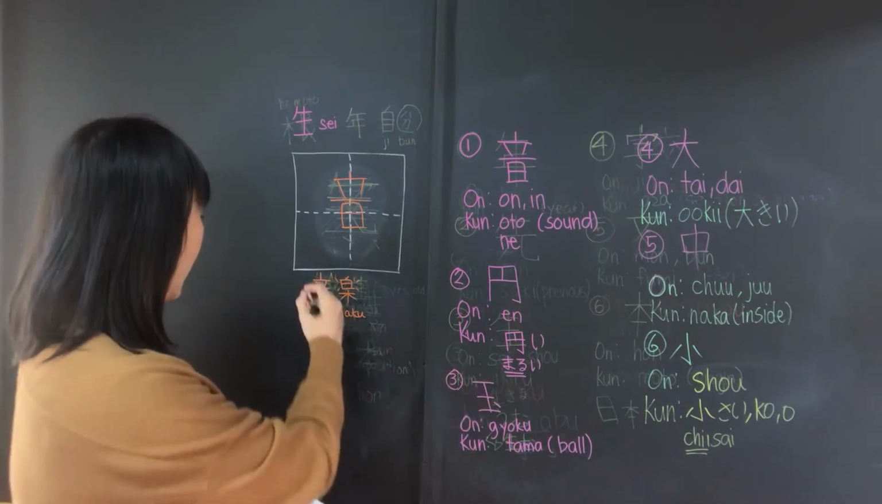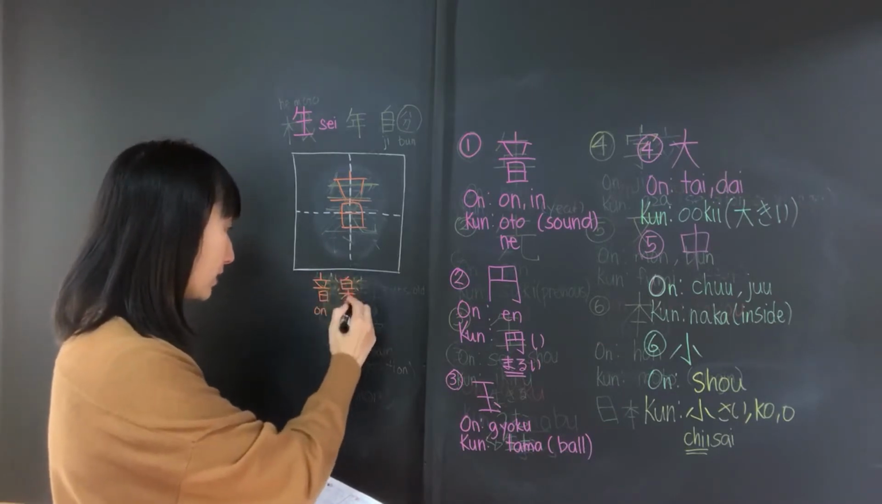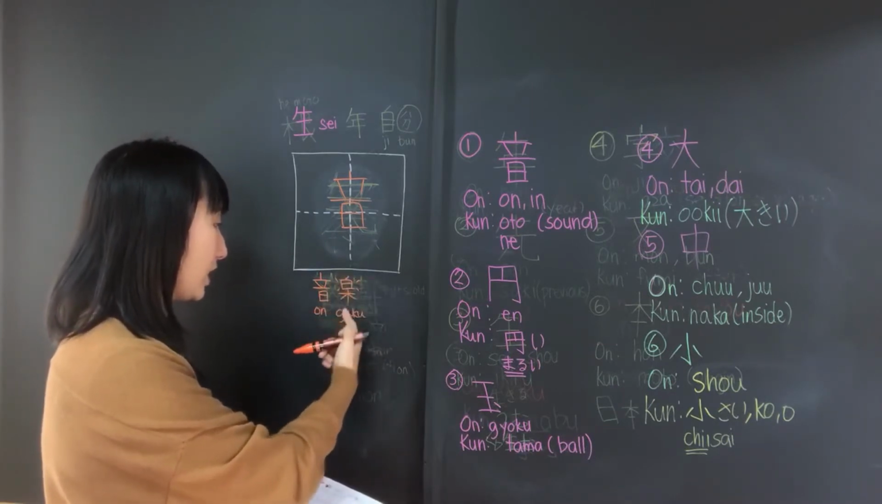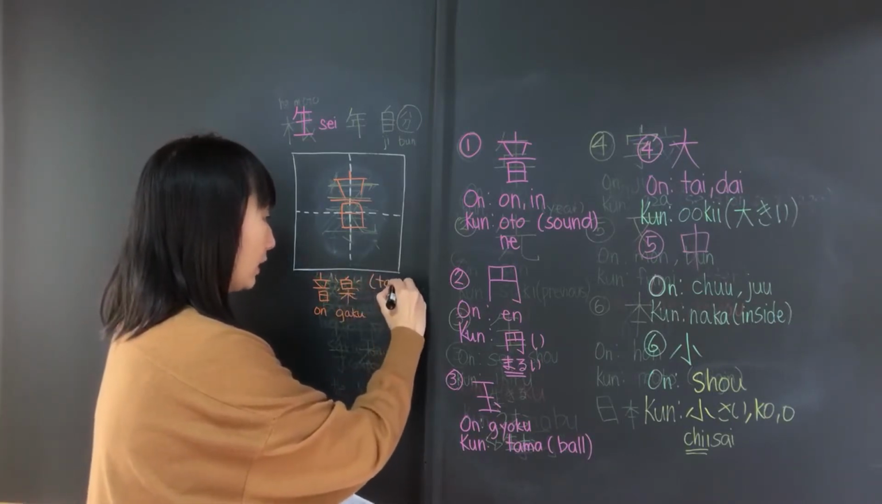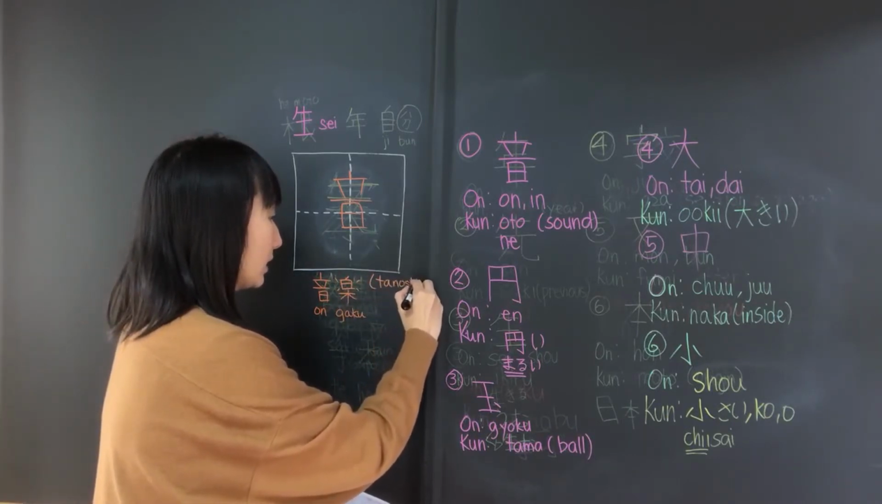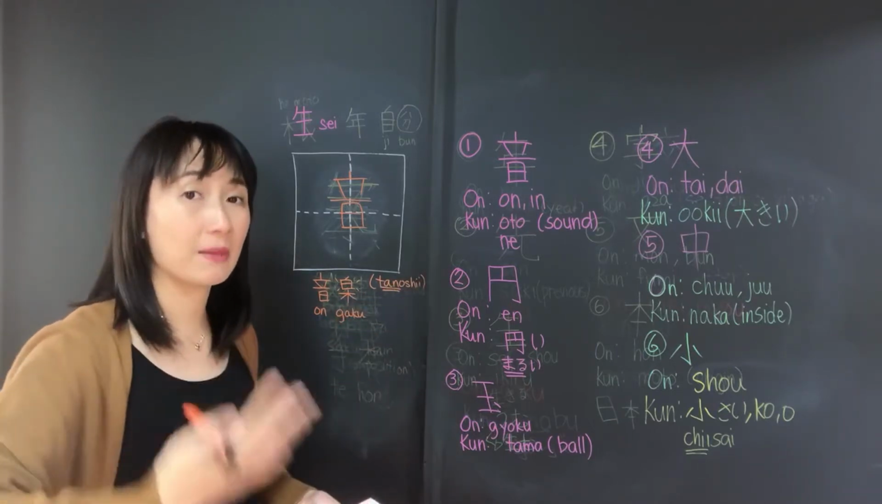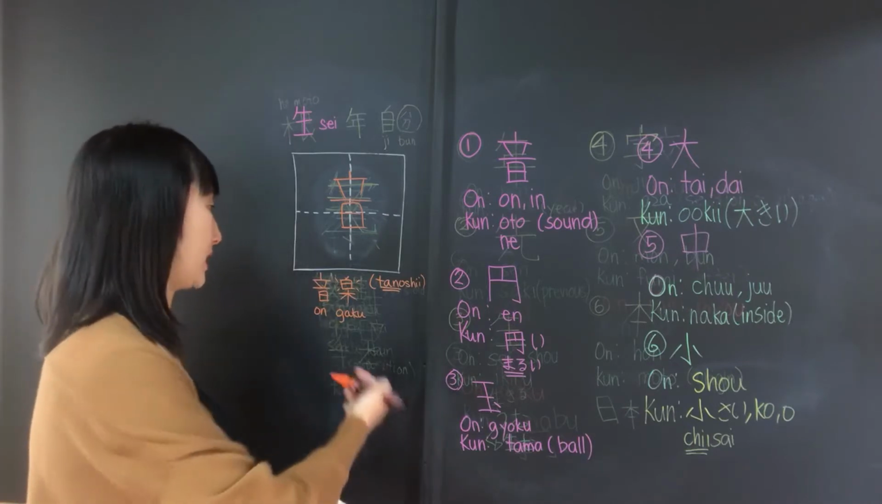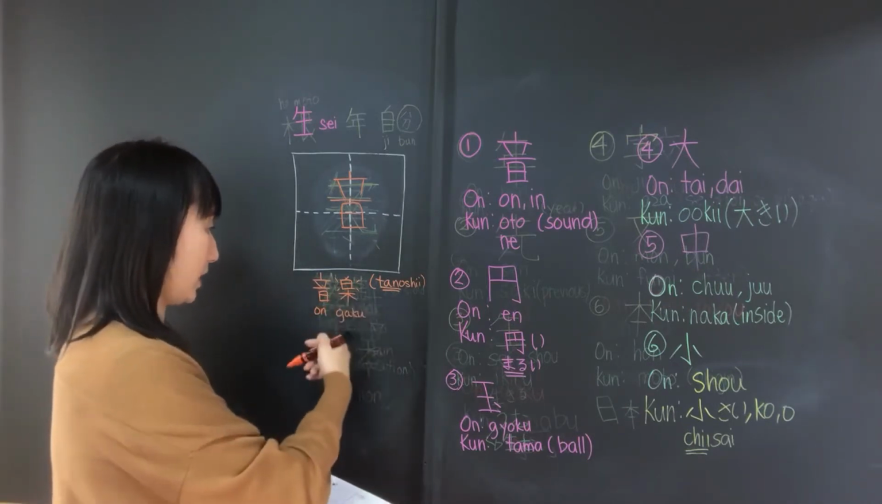So this is on, sound, and then this one is gaku. This kanji is the kanji for tano, as in tanoshii. Only the tano is this kanji. Tanoshii means happy, means fun. Tanoshikatta, I had fun. And then raku.